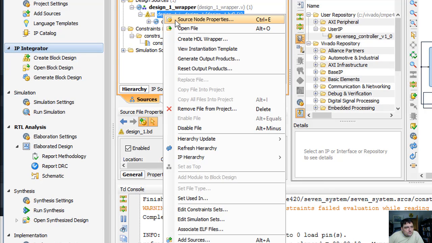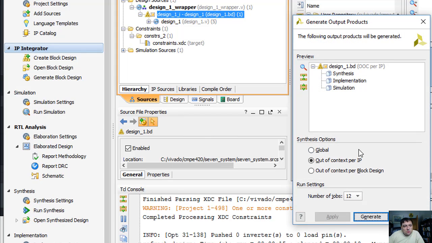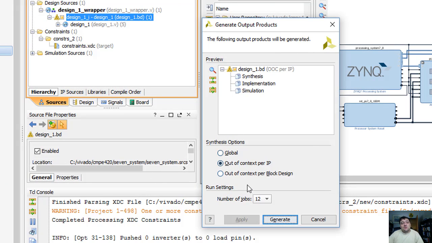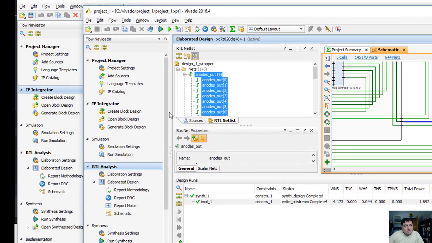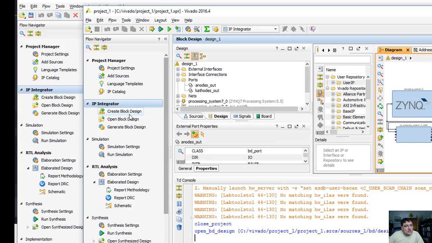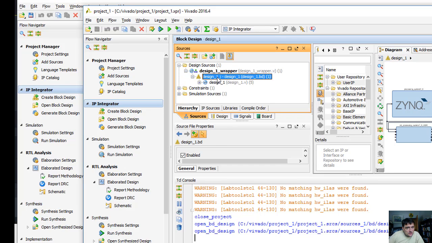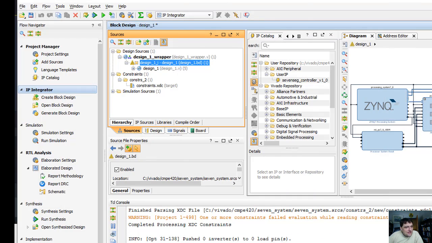But the idea is, if you go here to your design, I gotta find it again. Oh, here it is. So I right click on the design block diagram and I choose generate output products, and sure enough, this one here, the one I created in 2016.4, is set for this out of context per IP. If I bring the one that generated correctly and I look at its block diagram, it'll probably be the same. Let's see, design one, go to sources, expand this wrapper, right click here and generate output products. Hey, look at that, it's set for global. Wow, that's just great. So that's the difference.